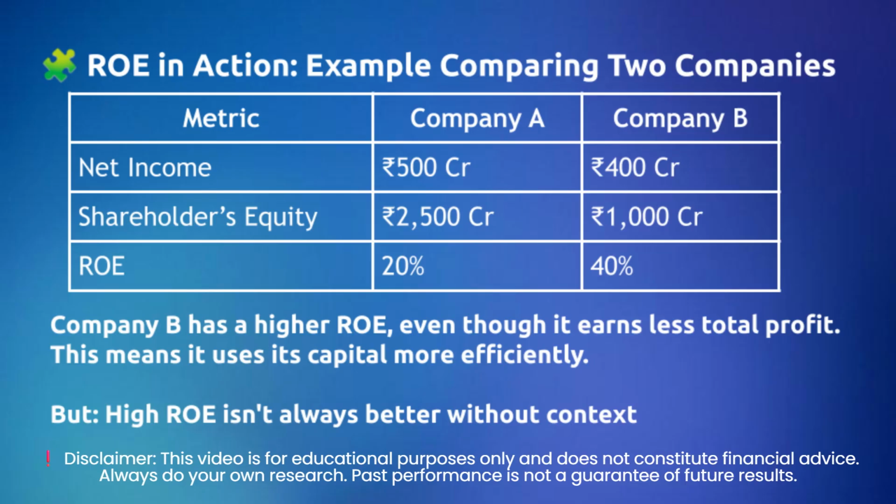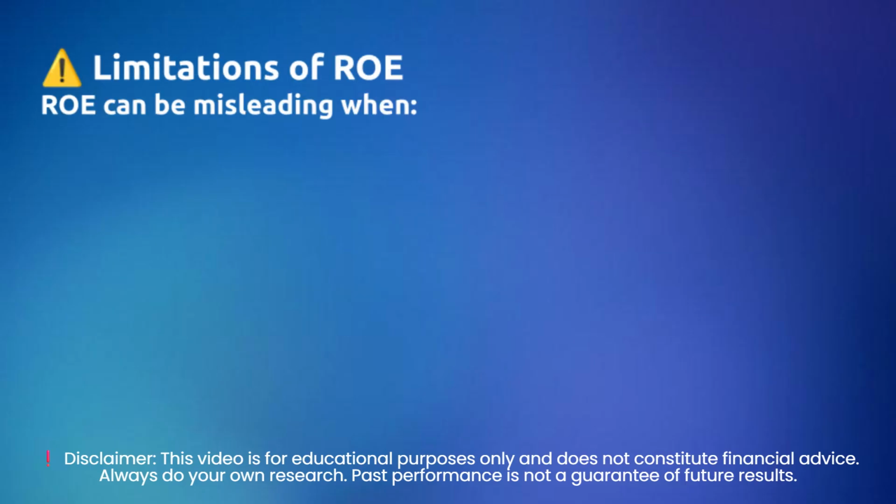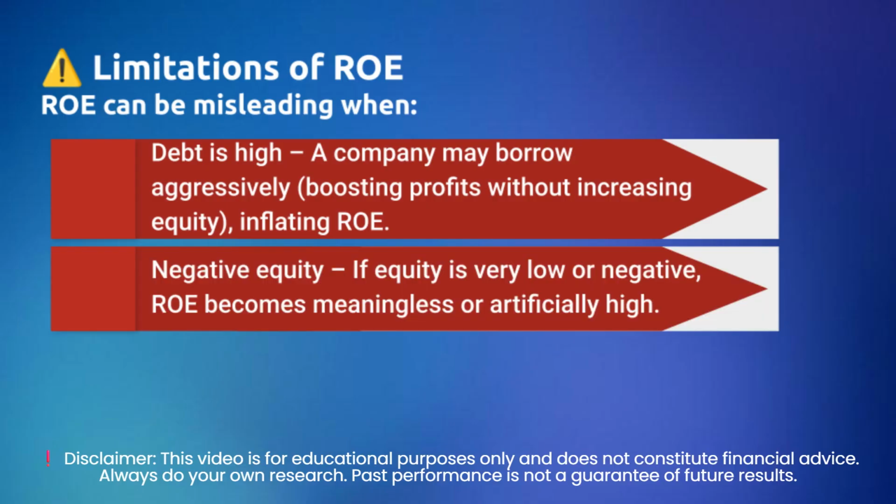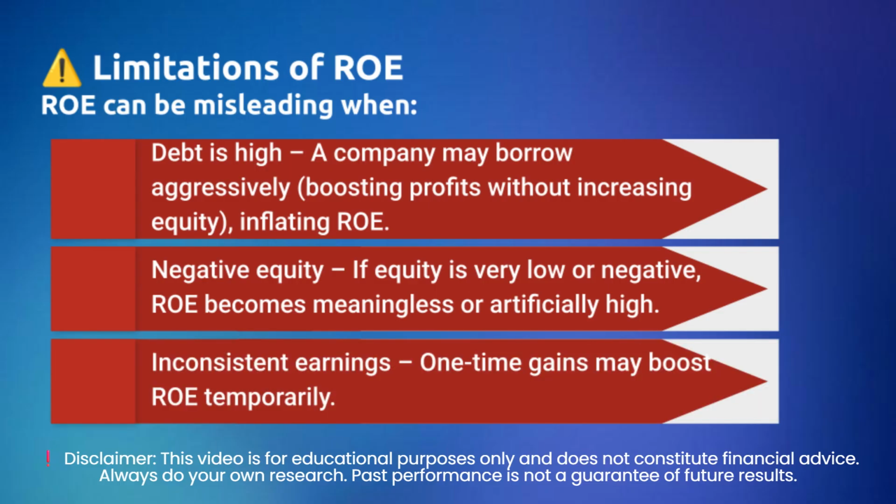But high ROE isn't always better without context. See next section, limitations of ROE. ROE can be misleading when debt is high. A company may borrow aggressively, boosting profits without increasing equity, inflating ROE. Negative equity: if equity is very low or negative, ROE becomes meaningless or artificially high. Inconsistent earnings: one-time gains may boost ROE temporarily.